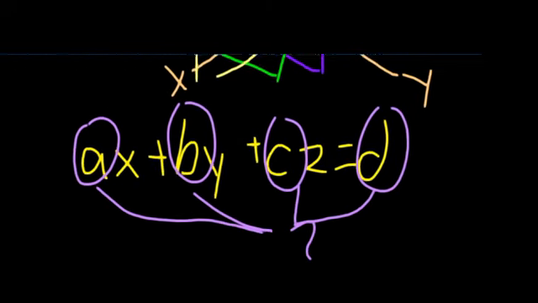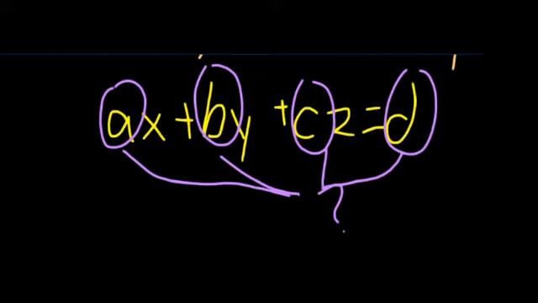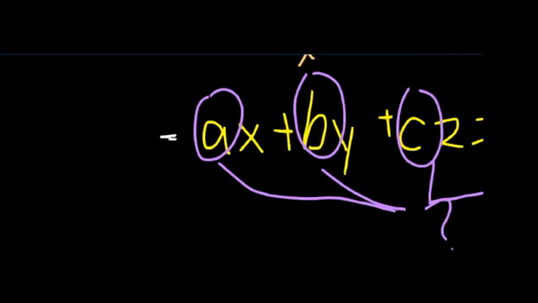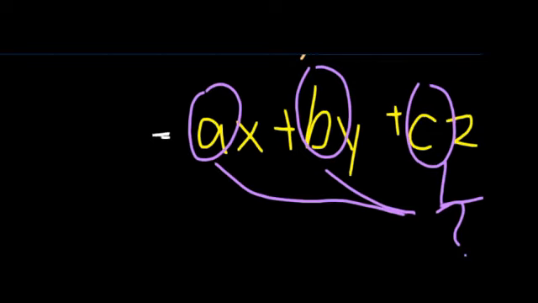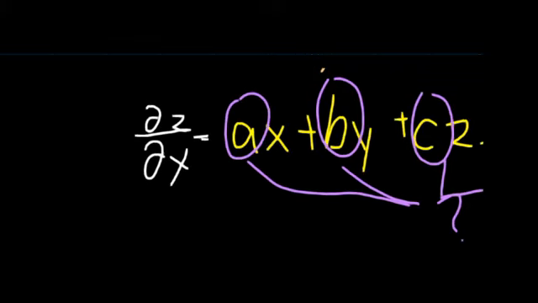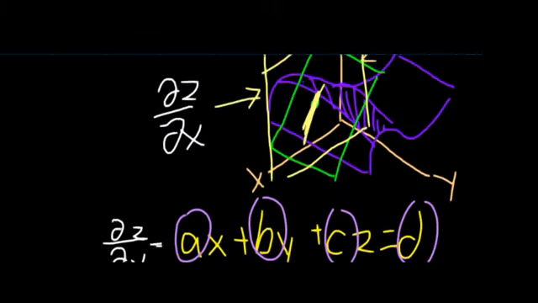So A, we know A is going to be, since A is encircled already, might as well not encircle it. So A is equal to the partial of the function, always write f, of the function z with respect to x. And that goes the same way for b, which is y.